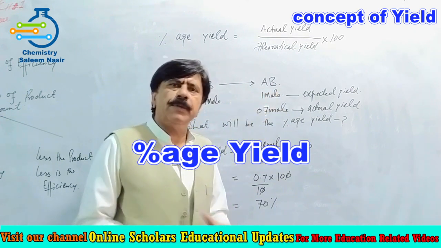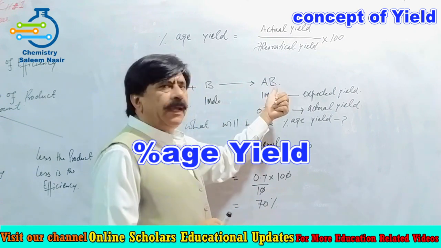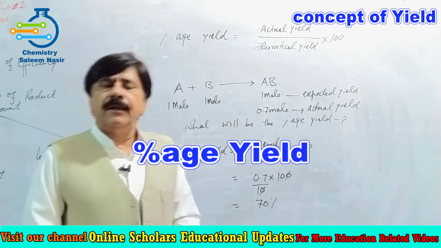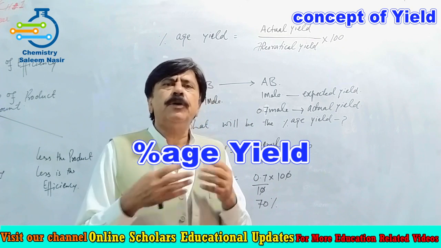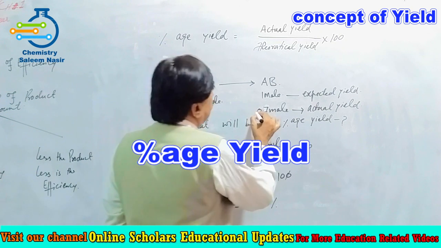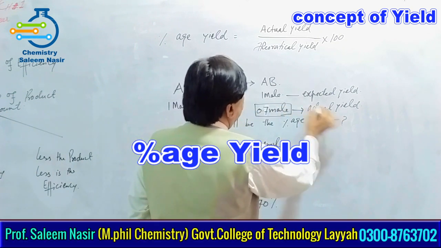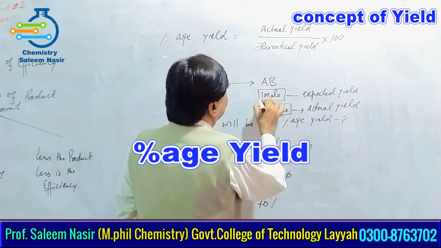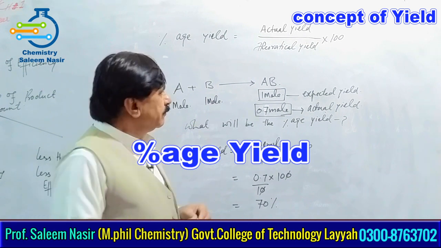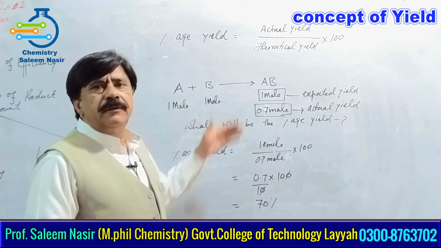After performing the experiment, the amount of product obtained was 0.7 mole. That 0.7 mole is the actual yield, and the 1 mole is the expected yield from the balanced chemical equation. Now we will calculate the percentage yield of that reaction.